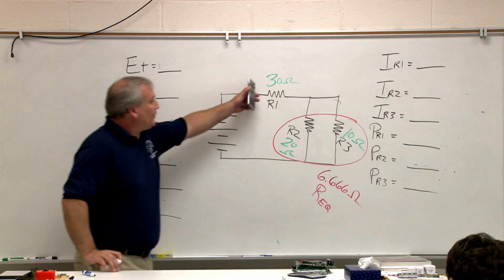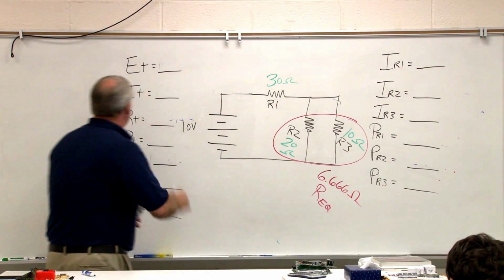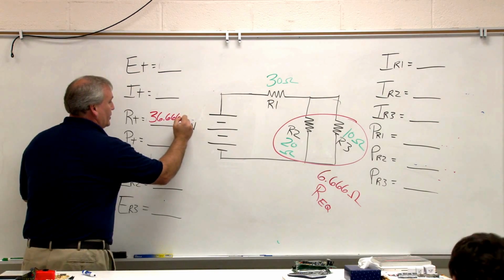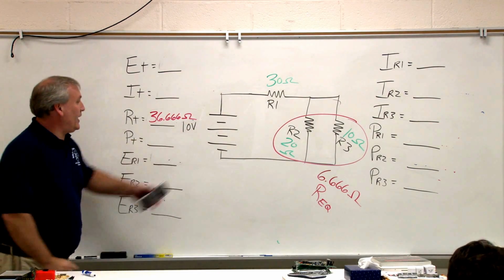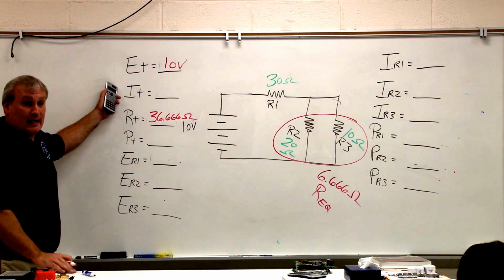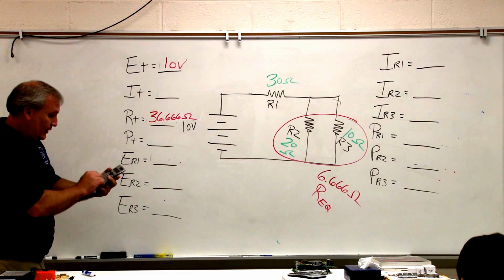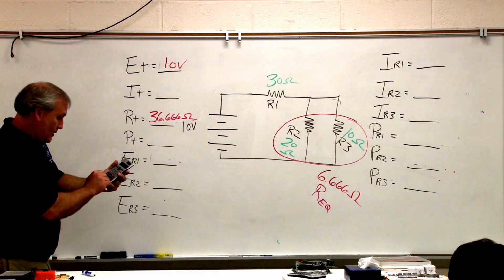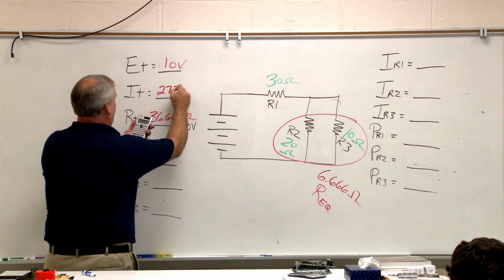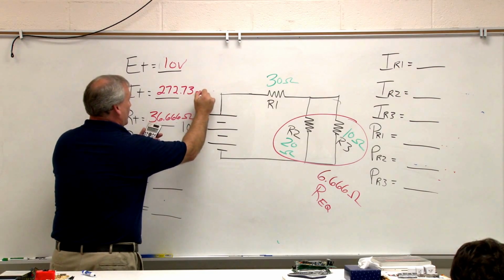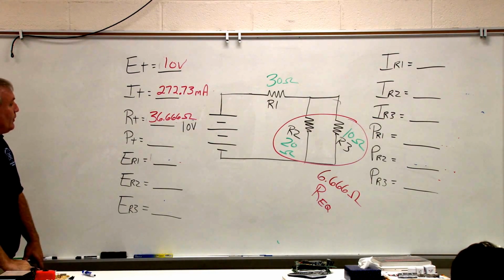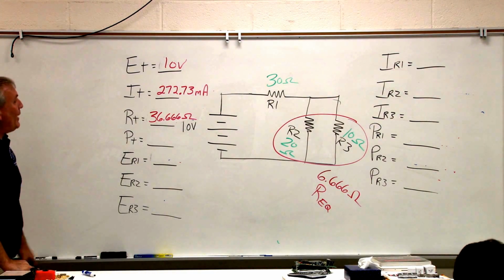Add them up. My 30 ohms plus my equivalent resistance, so my R total is going to be 36.666 ohms. Nothing's changed, my battery's the same, so we have 10 volts. And we're going to solve our current. I is E divided by R. So 10 volts divided by 36.666 ohms gives me 272.73 milliamps of current. Let's do our power.